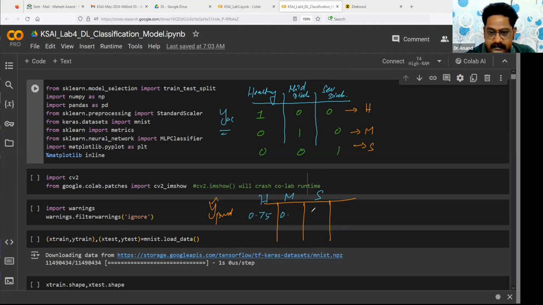$75, maybe just 1% chance. Okay, 1% chance for this. This is 24% chance for mild. There is 1% chance. Healthy is obviously whichever node has the highest probability, the model will predict that, because we are going to apply what? We are going to apply argmax to it. When you apply argmax, only this node probability is higher, so it will be predicted as healthy.